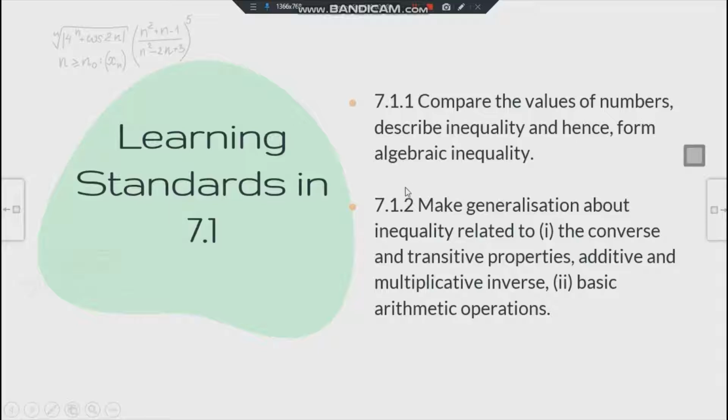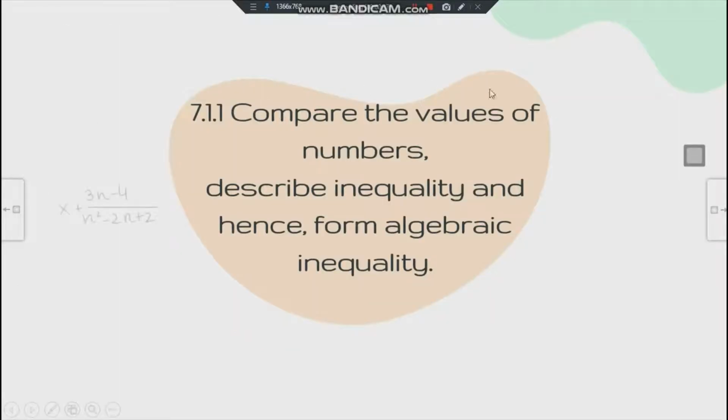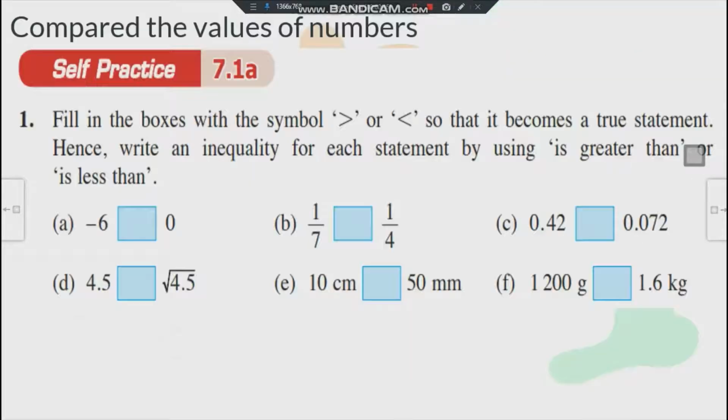We have two learning standards in topic 7.1. In this video, I would like to focus on our first learning standard, 7.1.1: Compare the values of numbers, describe inequality, and hence form algebraic inequality. So this is your learning standard, what we're going to learn in this video. Compare the values and describe inequality and form algebraic inequality.